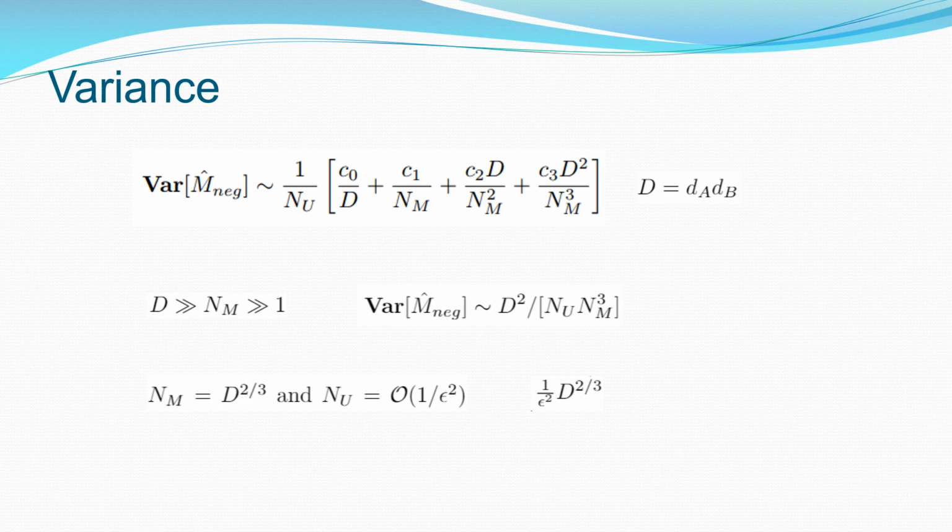And this D is the dimension d_A multiplied by d_B. In the regime D larger than N_M larger than 1, which is the regime of interest, we find the scaling like this. And if we keep the error at epsilon, we can just use N_M polynomial in D and N_U of order 1 over epsilon squared. Even though this scaling is still exponential with the qubit number, it is better than tomography. The reason why we still have exponential scaling with the qubit number, or polynomial with dimension D, is that we have no pre-knowledge of the state.